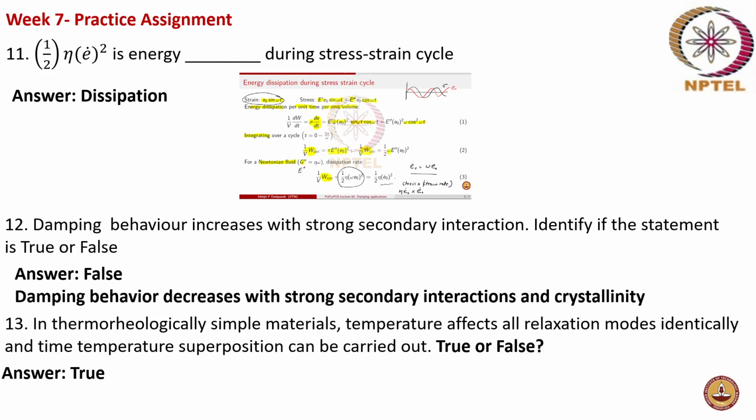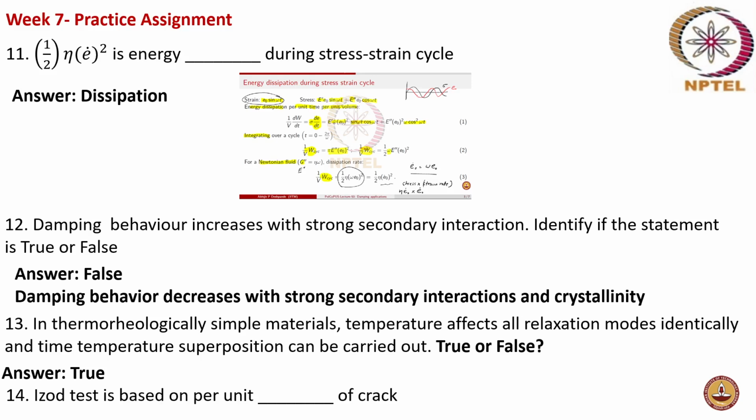It's actually true. In thermorheologically simple materials, the temperature effects on all relaxation modes are identical, and this makes time temperature superposition possible in these materials. But if the material has some kind of crystalline phase, then the changes in relaxation modes are different. That will be a thermorheologically complex material, and doing time temperature superposition in those systems will be difficult. So for time temperature superposition to be possible, the material should be thermorheologically simple, where temperature effects on all relaxation modes are identical.